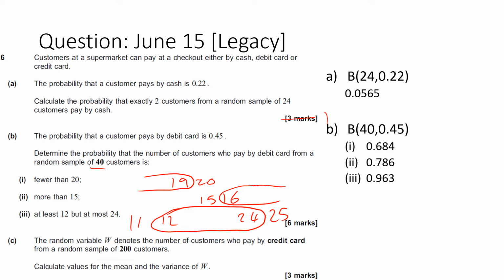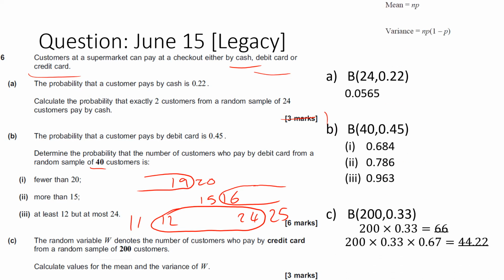Now, part C, it goes on to talk about credit card. Now, we don't know the proportion of credit card, but we are told that they pay by cash, debit, or credit, so it's the remaining probability. So simple subtraction, 0.22 and 0.45 is 0.67. That away from 1 is 0.33.